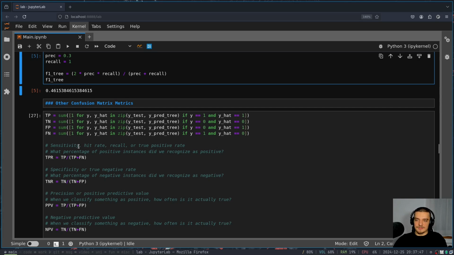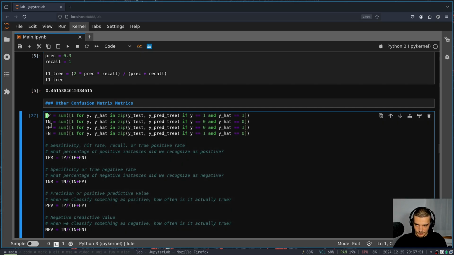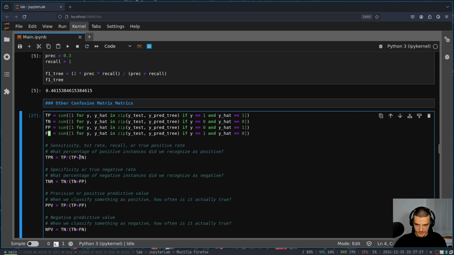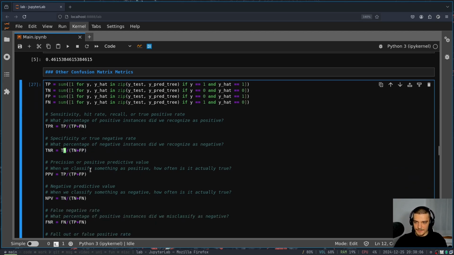Now, we do also have some other metrics here based on the confusion matrix. So based on true positive, true negative, false positive, false negative. And some of them are going to be important for the final metric, which is very important. But we do have here the different combinations of these TN, TP, FN, FP combinations.